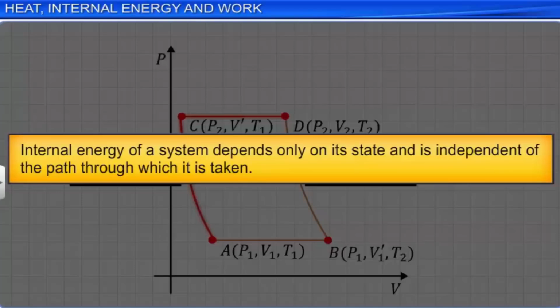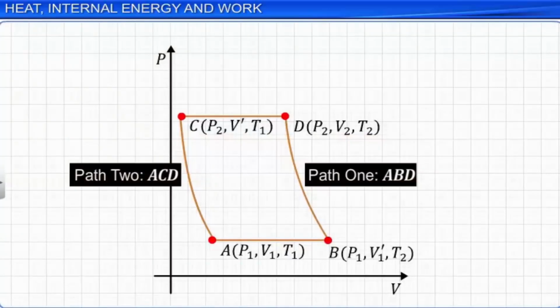For example, in the experiment described earlier, let the internal energy of the system at its initial state P1, V1, T1 be U1 and the final state P2, V2, T2 be U2. Whether the system is taken through ABD or through ACD, the internal energy of the system in its final state remains U2 and is thus independent of the path followed.